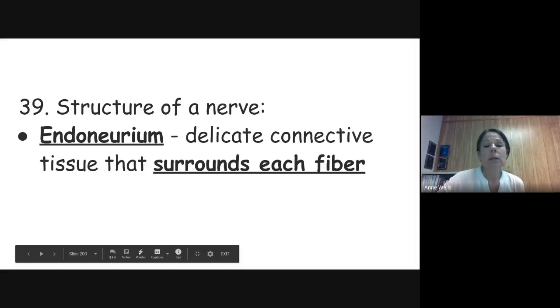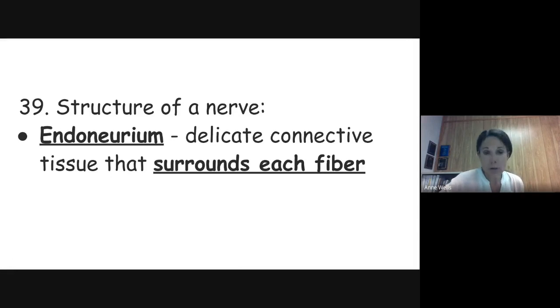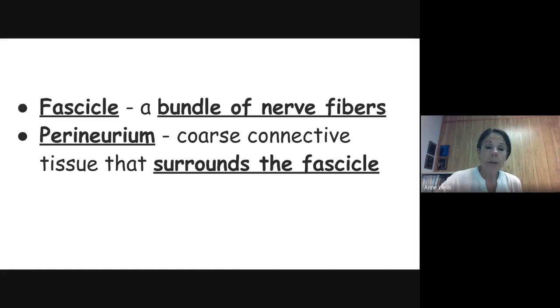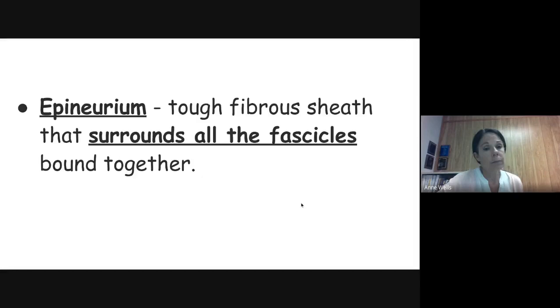Number 39, we're going to look at the structure of a nerve. So first of all, we have the endoneurium. This is delicate connective tissue that surrounds each fiber. Then we have the fascicle. This is a bundle of nerve fibers. And the perineurium is a coarse connective tissue that surrounds the fascicle. We have the epineurium, just tough fibrous sheath that surrounds all the fascicles bound together.